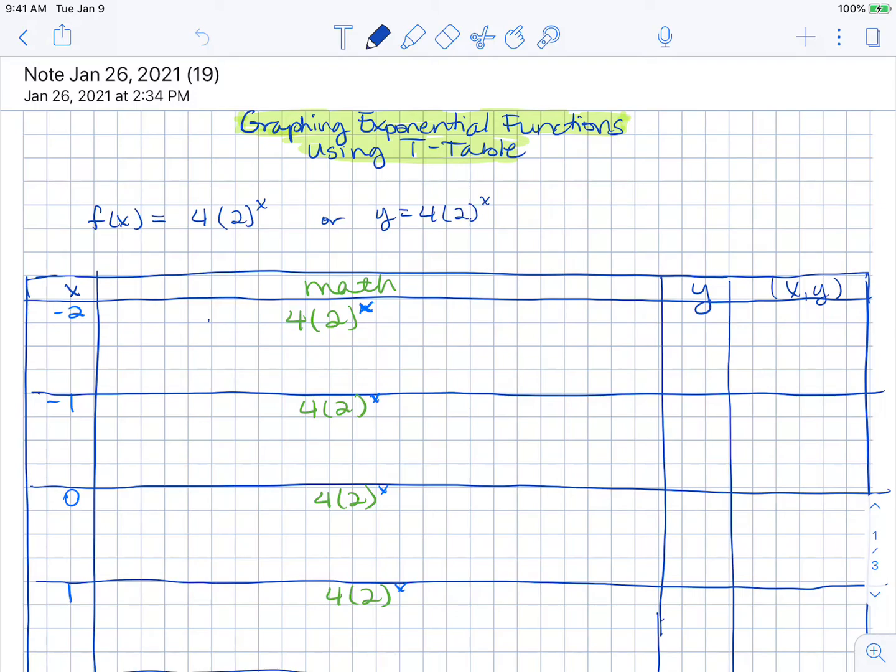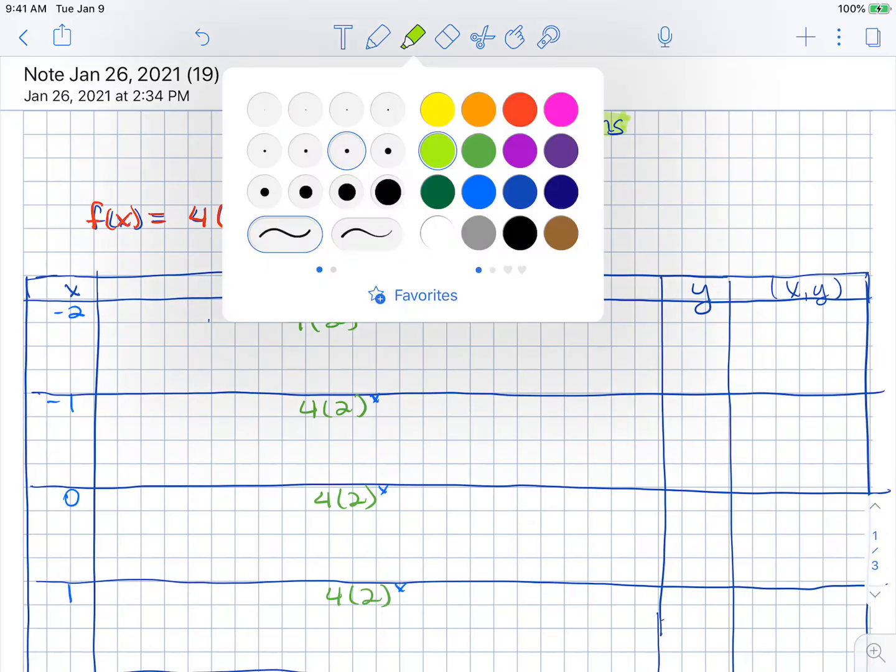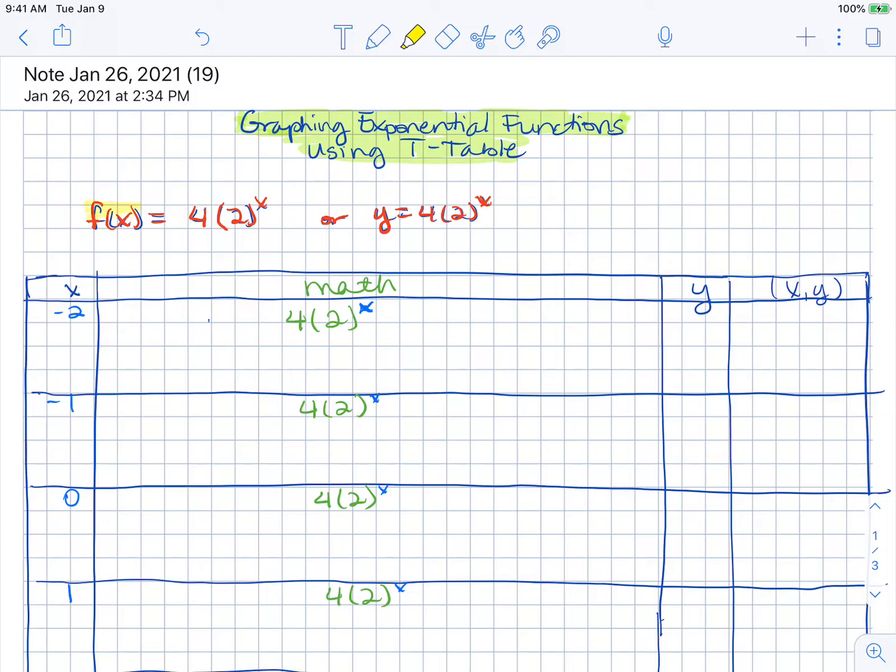Okay, so we're going to graph exponential functions using a t-table. Our exponential function is given here: f of x equals 4 times 2 to the x. Another way to write that would be y equals 4 times 2 to the x. So I can look at f of x and y as interchangeable for this purpose.